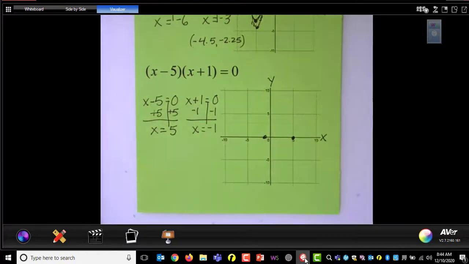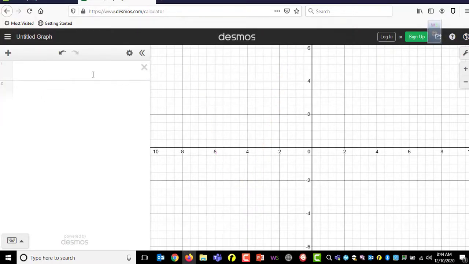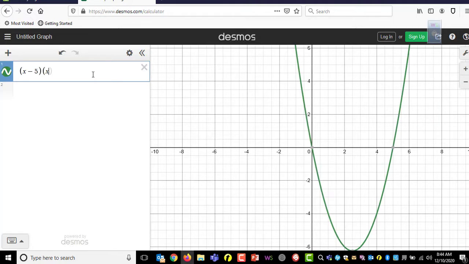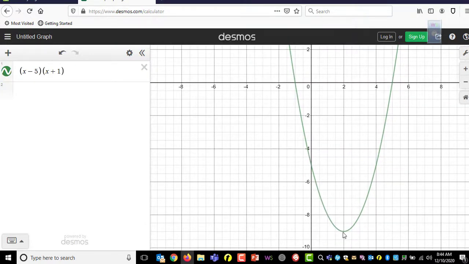And again, I'll label my x-intercept and my y-intercept. Okay, so I'm going to go back here to Desmos and just clear these two. So I'm going to type in x minus 5, x plus 1, and here are the intercepts. And I'm going to shift it a little bit. You can see our minimum's pretty low on this one. It's at 2, -9. So I'm going to jot that down just to help me when I go back to the notes.